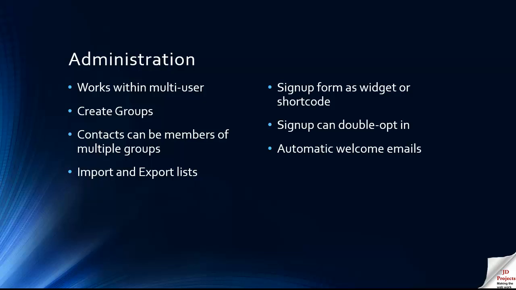There is a sign-up form which can be provided onto your site via a widget in one of the sidebars, or it can be used in the main part of the pages using the shortcode. And the sign-up allows double opt-in. Double opt-in is when a person tries to join your list, you then send an email to their email address asking them to confirm before you actually make them a member of your list. And the welcome emails are automatic.